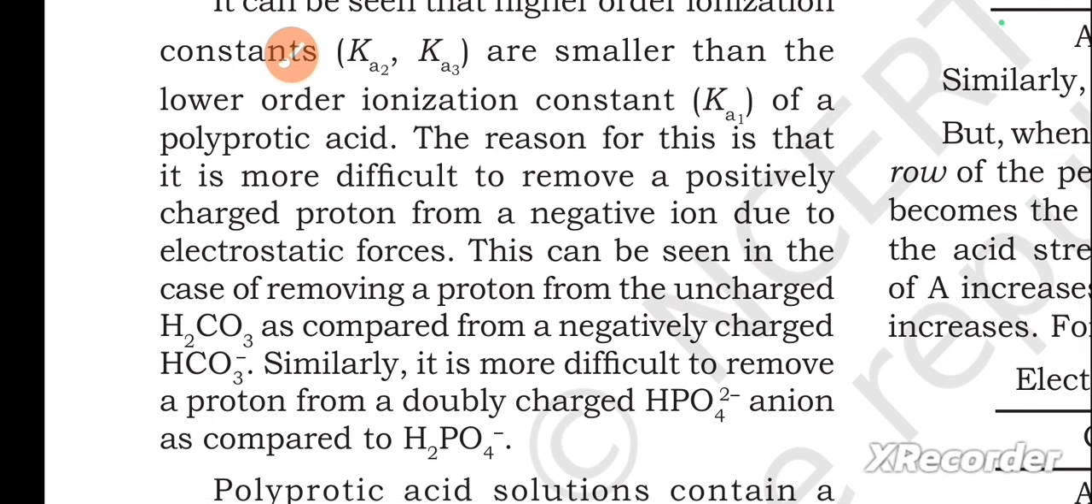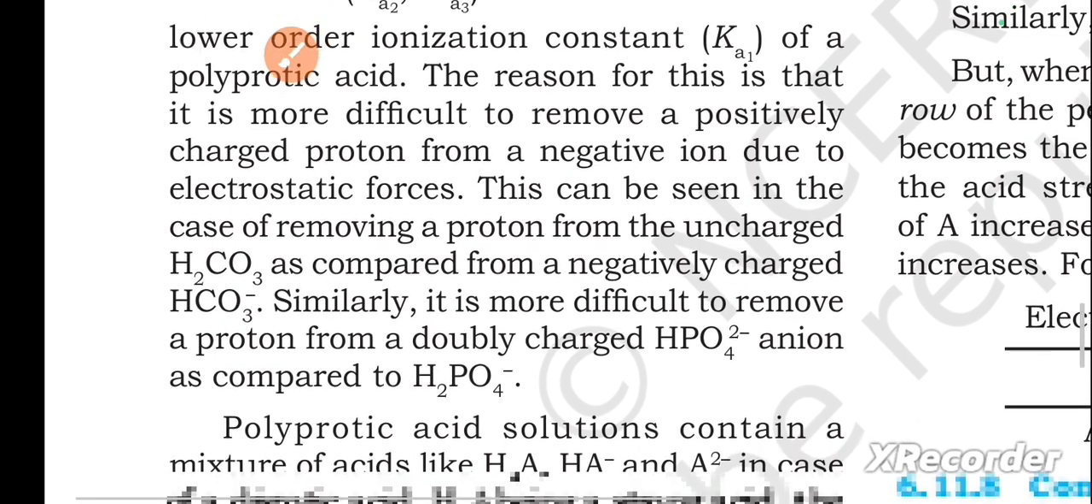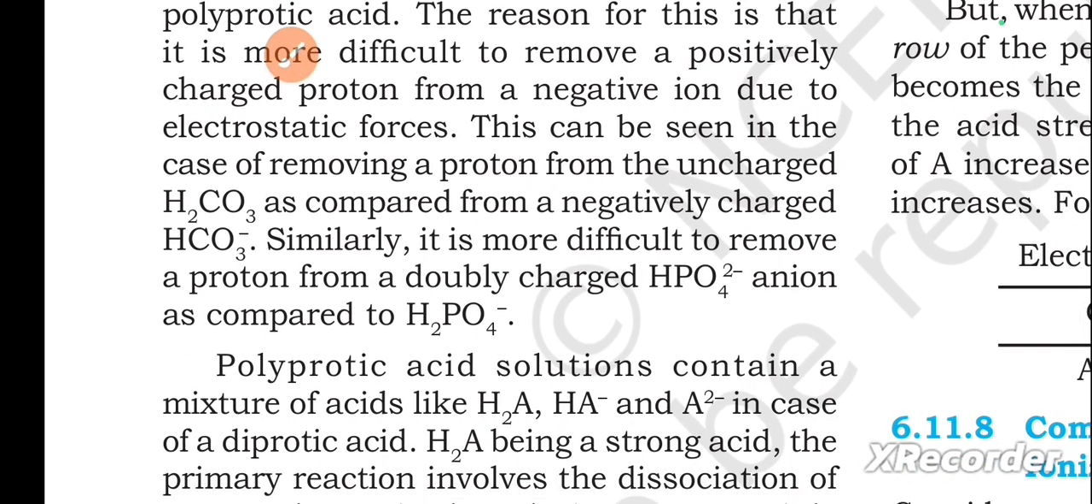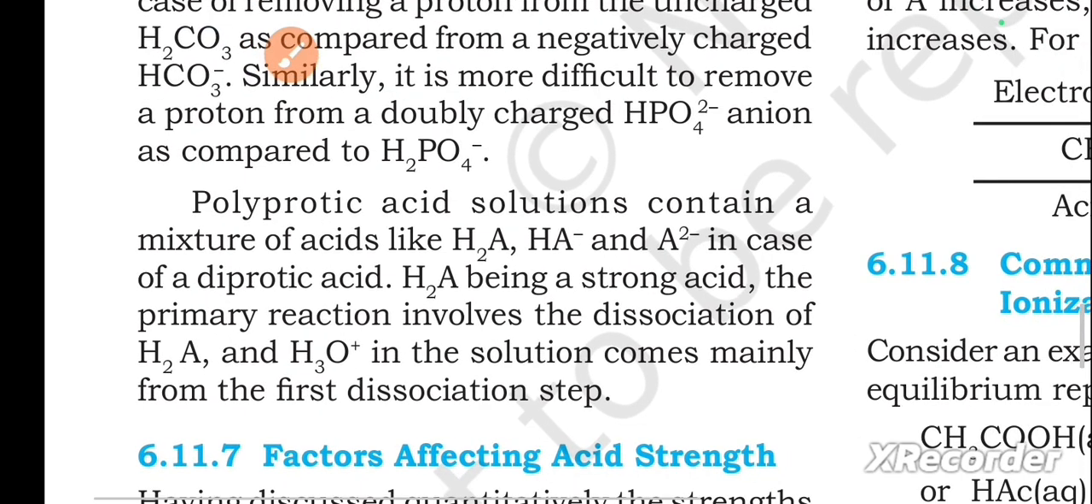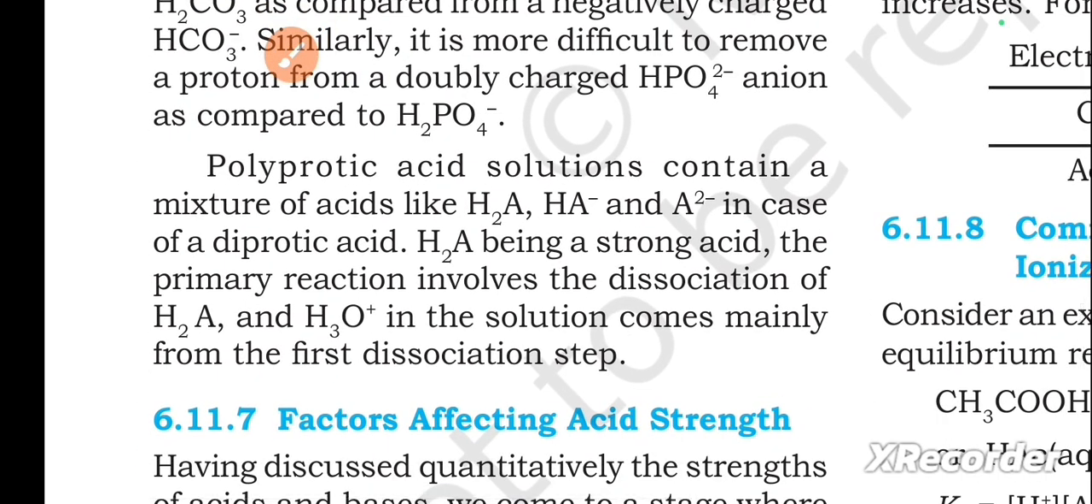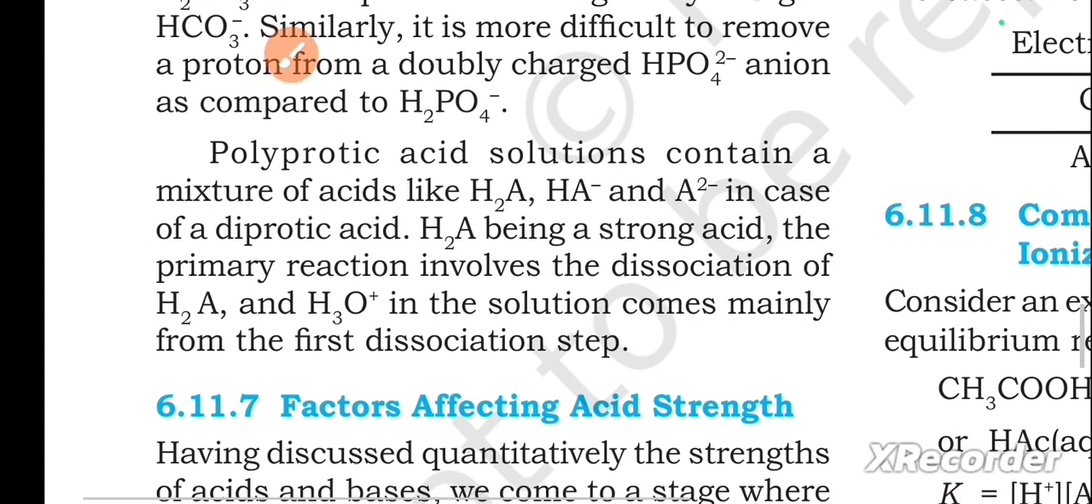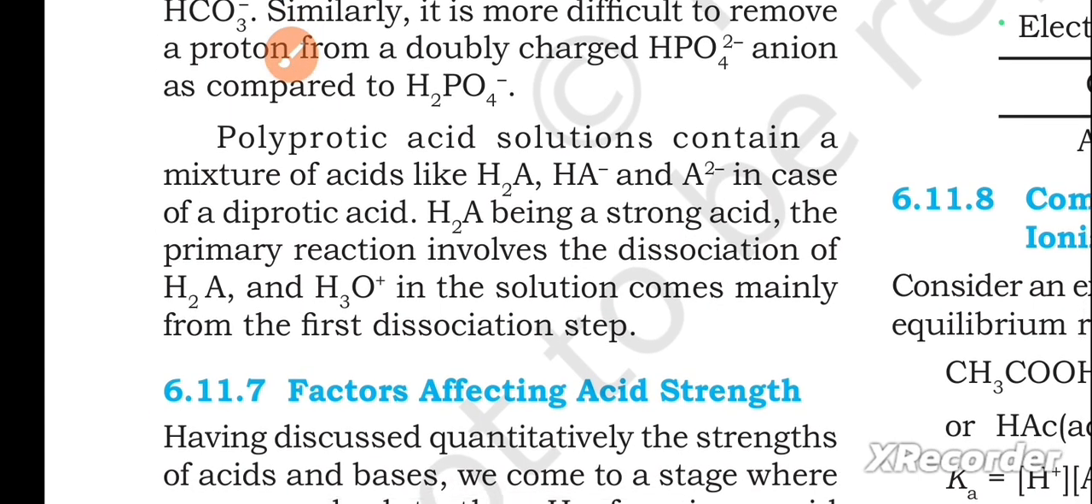This can be seen in the case of removing a proton from the uncharged H2CO3 as compared to a negatively charged HCO3-. Similarly, it is more difficult to remove a proton from a doubly charged HPO4 2- anion as compared to H2PO4-. Polyprotic acid solutions contain a mixture of acids like H2A, HA- and A2- in case of a diprotic acid. H2A being a stronger acid, the primary reaction involves the dissociation of H2A and H3O+ in the solution comes mainly from the first dissociation step.